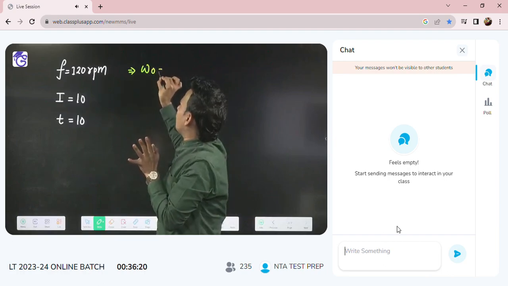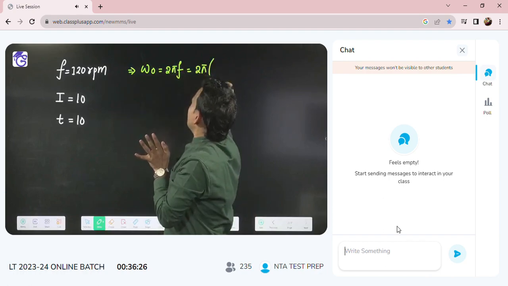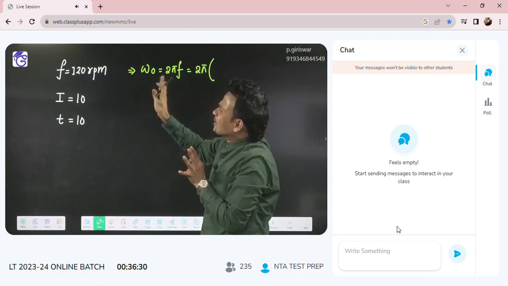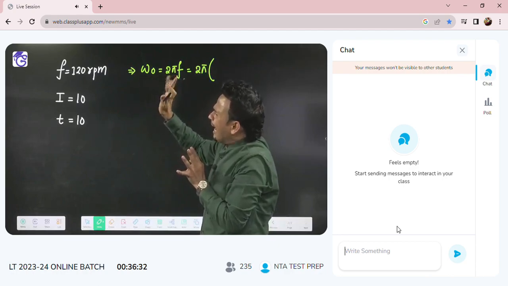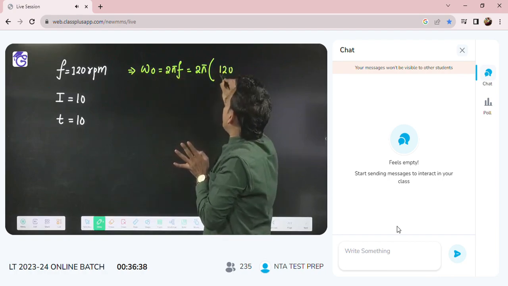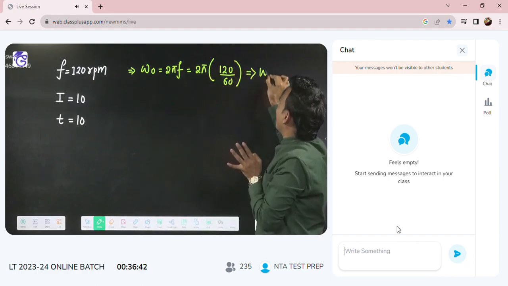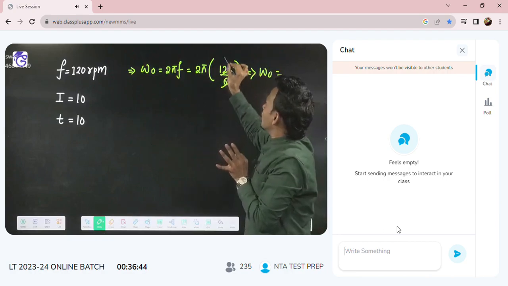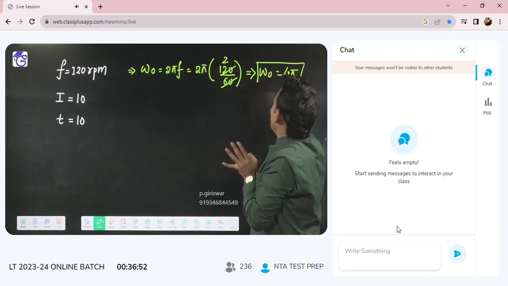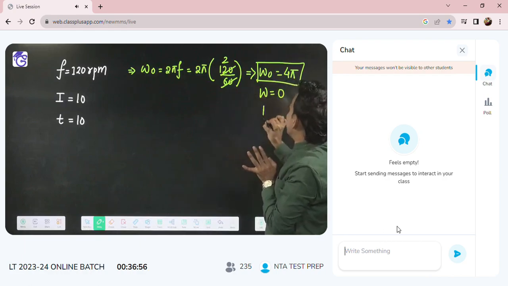Omega naught will be equal to 2 pi f. So from here 2 pi f, 120 rpm, but you cannot use rpm because minute is not the SI unit of time. So you have to convert it to second. That is 120 by 60. From here omega naught will come. This will get cancelled, 2 into 2, initial omega will come 4 pi. Once we got initial omega, final omega we know, it will be 0. Time is given, 10 seconds.